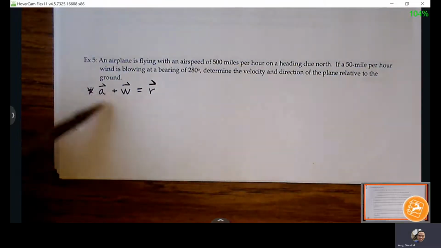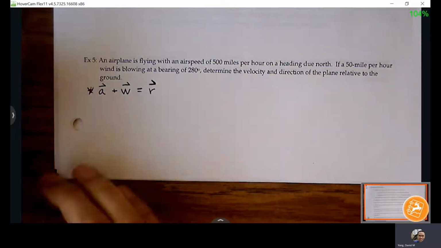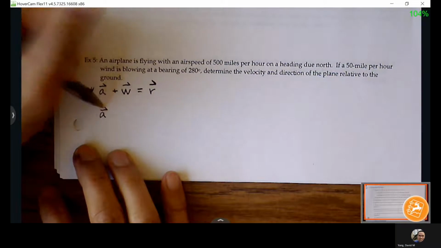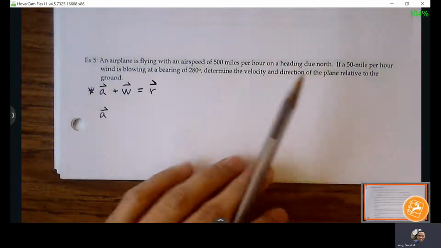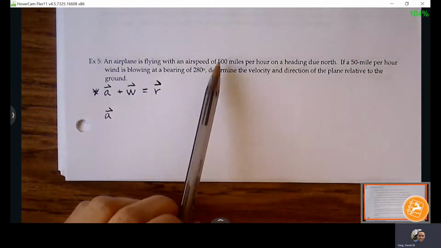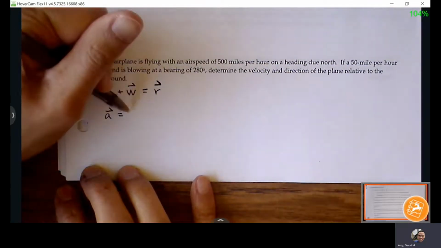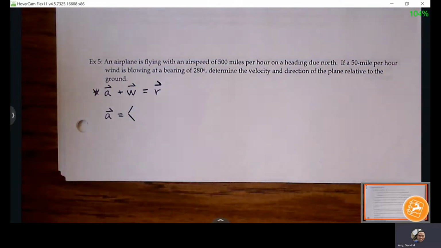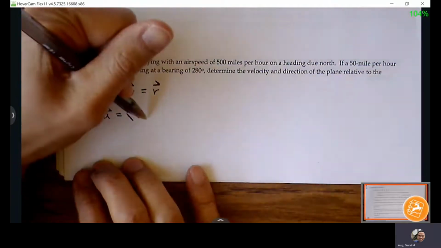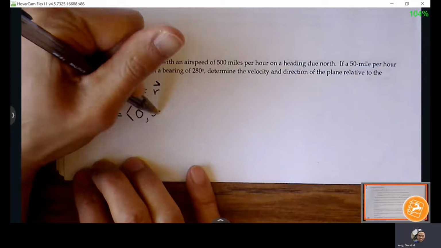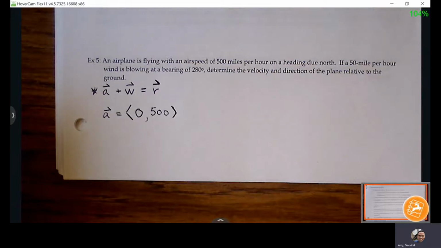Let's create component form for the airplane. The airplane is flying with an airspeed of 500 miles per hour on a heading due north. So what vector can we create for the airplane in component form? Yeah, so 0, because this plane is not moving east or west, it's going north, and we associate north with positive 500 miles per hour. Or at least it's attempting to. It's aimed towards the north.